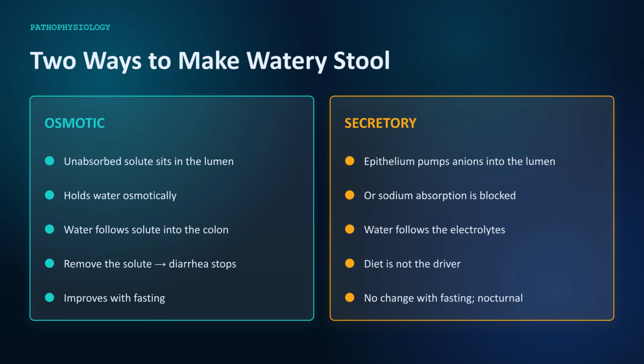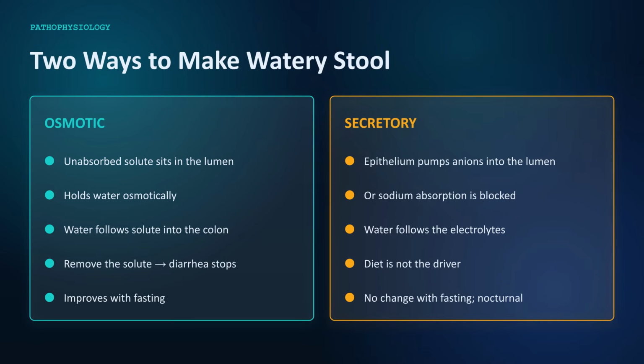Now the mechanism, and there are only 2 ways to get watery stool. On the left is osmotic diarrhea. A solute sits in the lumen that the gut cannot absorb. It holds water osmotically. Water follows it into the colon and out of the body. Take the solute away, and the diarrhea stops. That is why osmotic diarrhea improves with fasting.